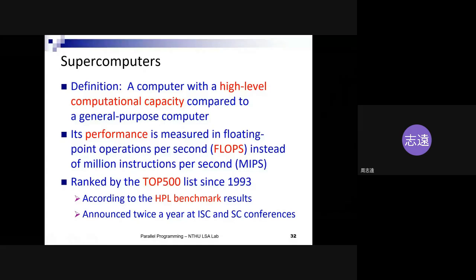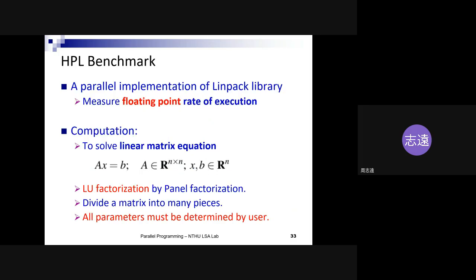Performance needs to be measured, and it also needs to be compared in order to claim you are a supercomputer. The real supercomputer needs to be compared with all the machines in the world. So we have this Top500 list, announced twice every year at the conference of the high performance computing community. They have this benchmark called HPL. So what is the HPL benchmark?